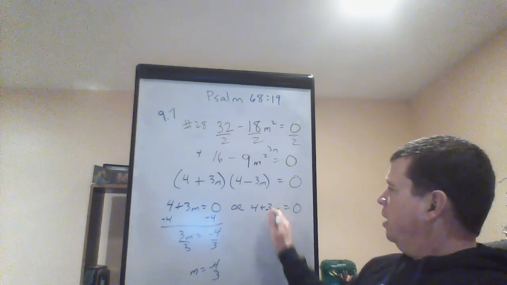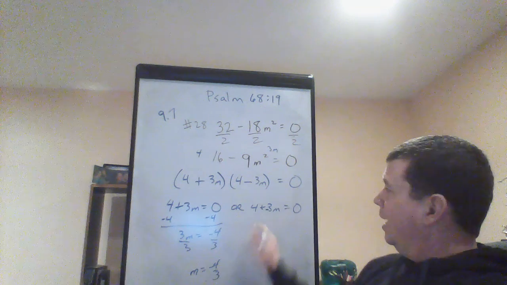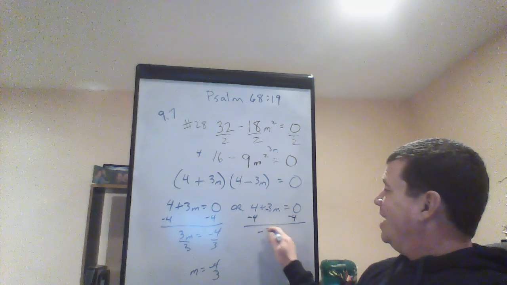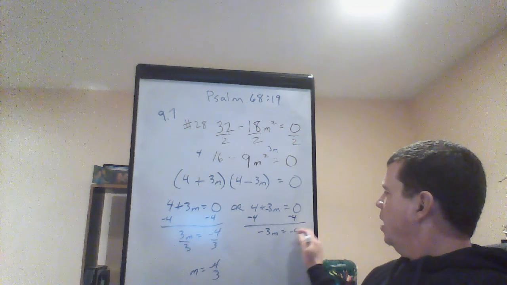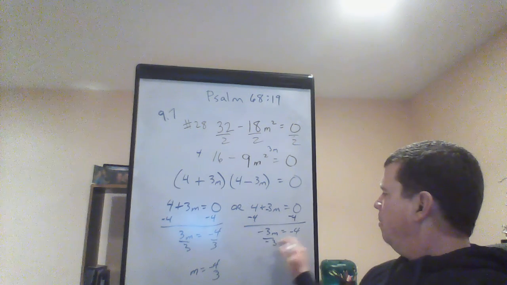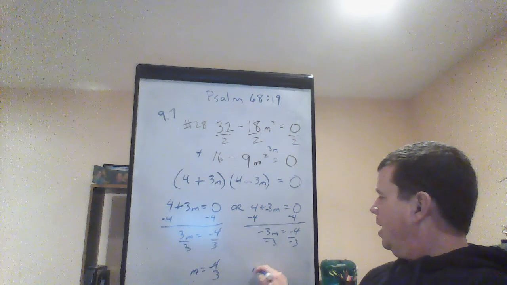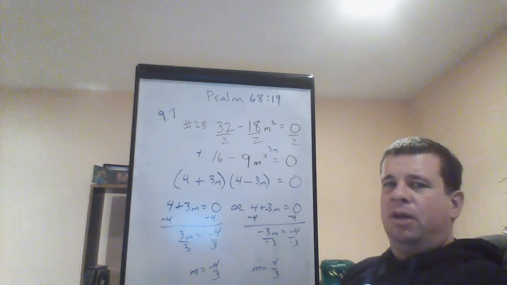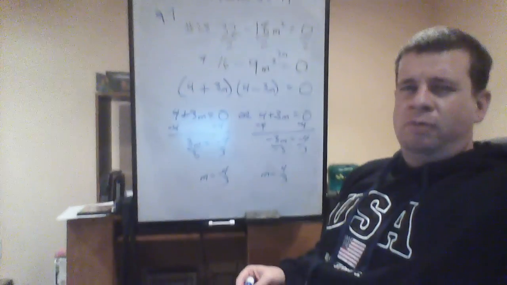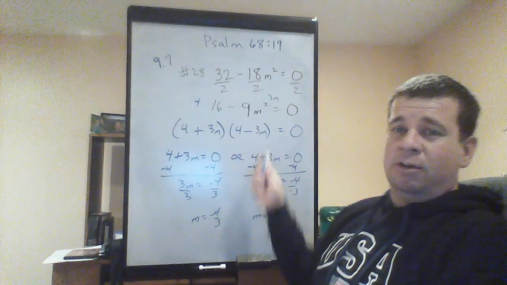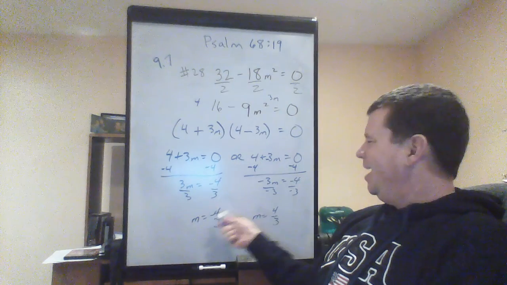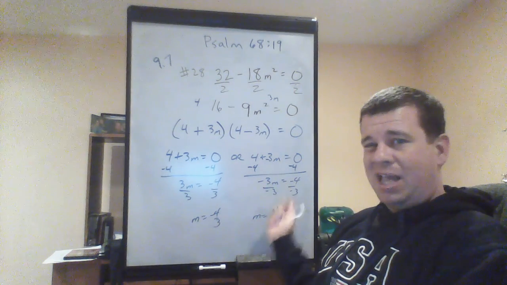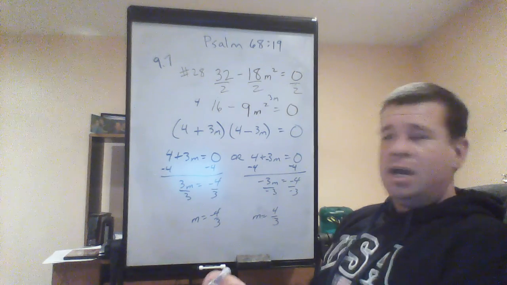And now here, again, I'm going to subtract 4 again on both sides. I get negative 3m equals negative 4. And then divide by negative 3, and I get m equals positive 4/3. And hopefully you're starting to notice a pattern there. I didn't ask you to find it, but hopefully you're starting to see that if I've got a difference of two squares, my answers are always just opposites of each other. So once you get one answer, you kind of know what the other answer is going to be.